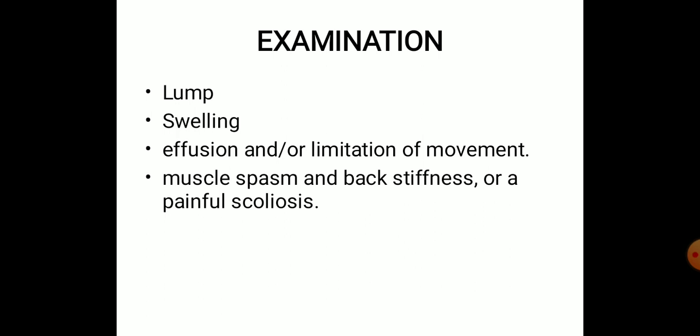So next one is effusion or limitation of movement. If this abnormal growth or tumor is extending to the joint surfaces, or giving some extension to the joint capsules or the joint surrounding tissues, it can present with some limitation of movement. So those are the things which we need to look for in the examination.